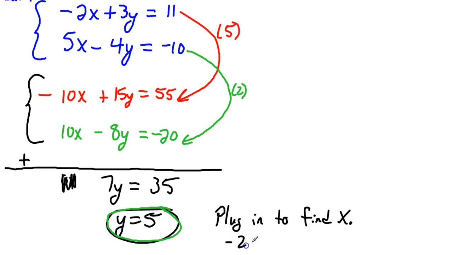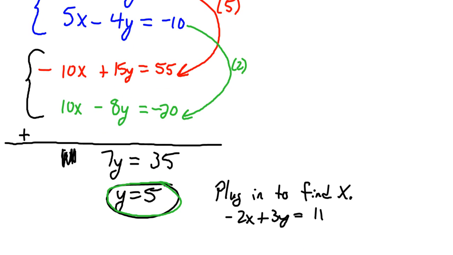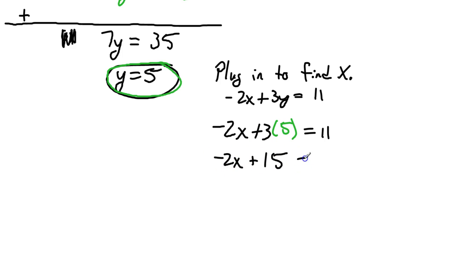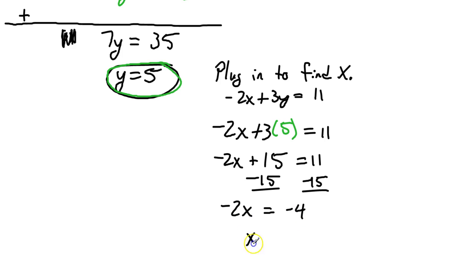Okay, so let's go negative 2x plus 3y equals 11. I'll plug in the 5 for y. Negative 2x plus 3 times 5 equals 11. 3 times 5 is 15. Subtract the 15. Negative 2x equals negative 4, so x would equal 2.